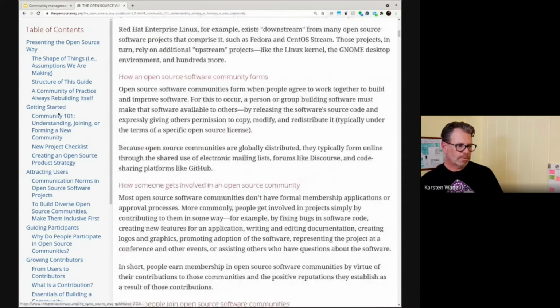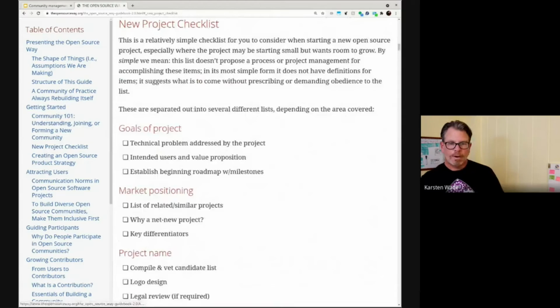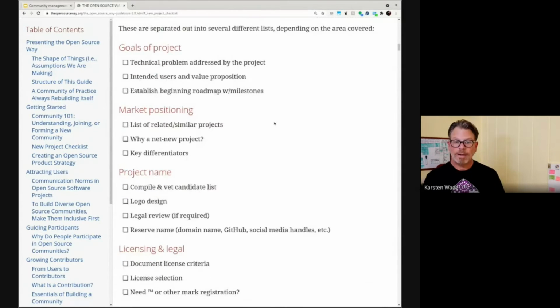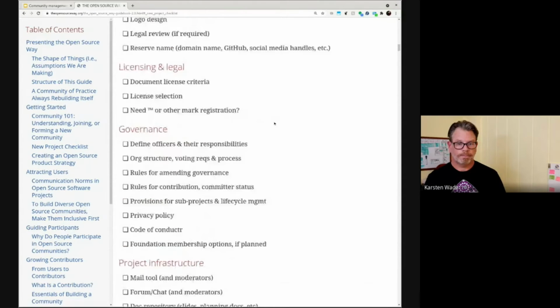The next chapter is a new project checklist, which is a checklist of elements that are typical and essential to starting a new project. It's quite like the one that we hand out to Red Hat engineers. And it's good for making sure that you've considered all the common stumbling blocks.